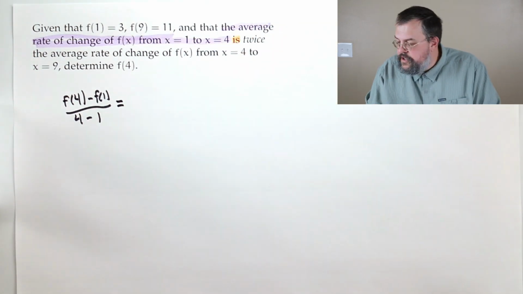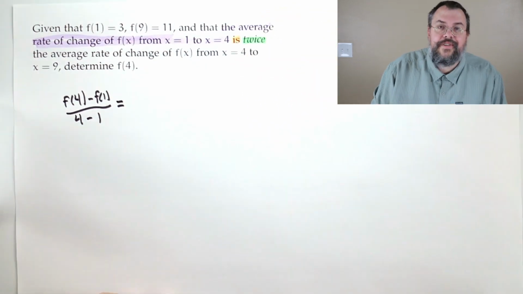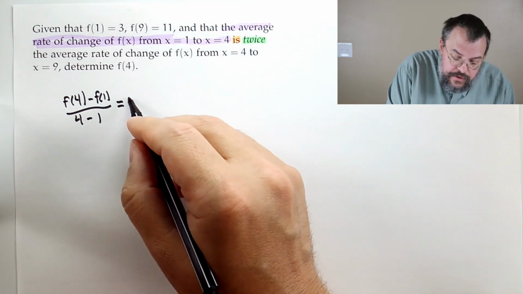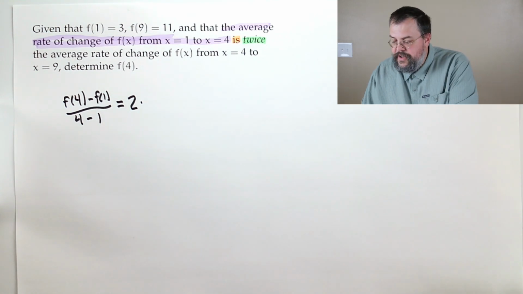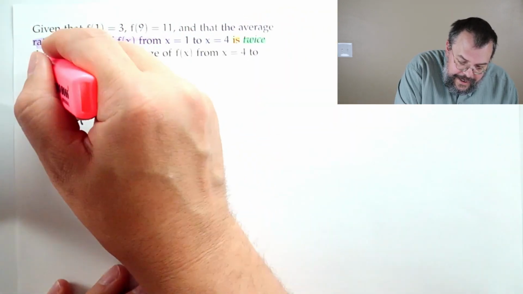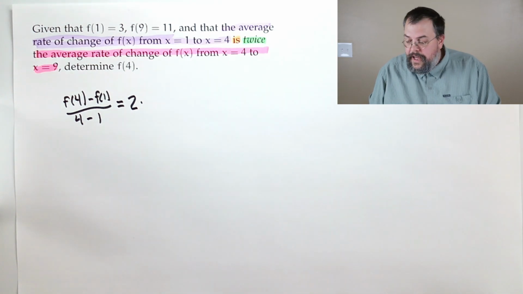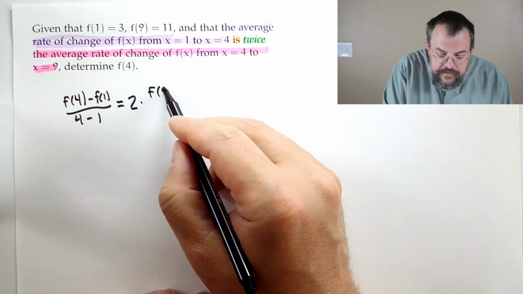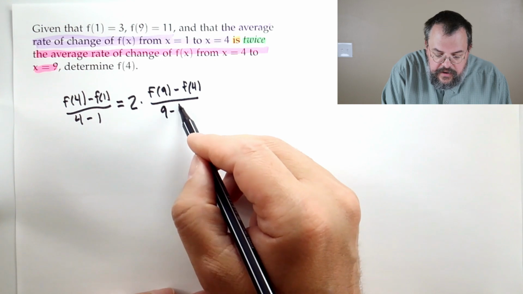And then the next piece, well, let me change colors just to emphasize. It's a different piece. Twice. Okay. All right, now what does twice translate into? Well, it means 2 times something. All right. And now the last part, the pièce de résistance, as they might say. The average rate of change from 4 to 9. And now that's very similar to the other average rate of change piece. So we say, okay, so that's f of 9 minus f of 4 over 9 minus 4.